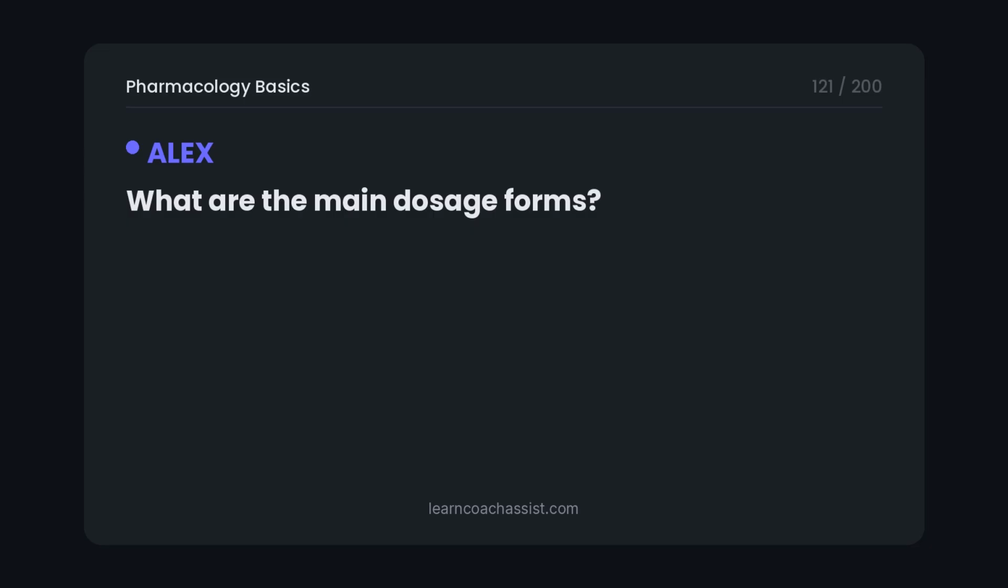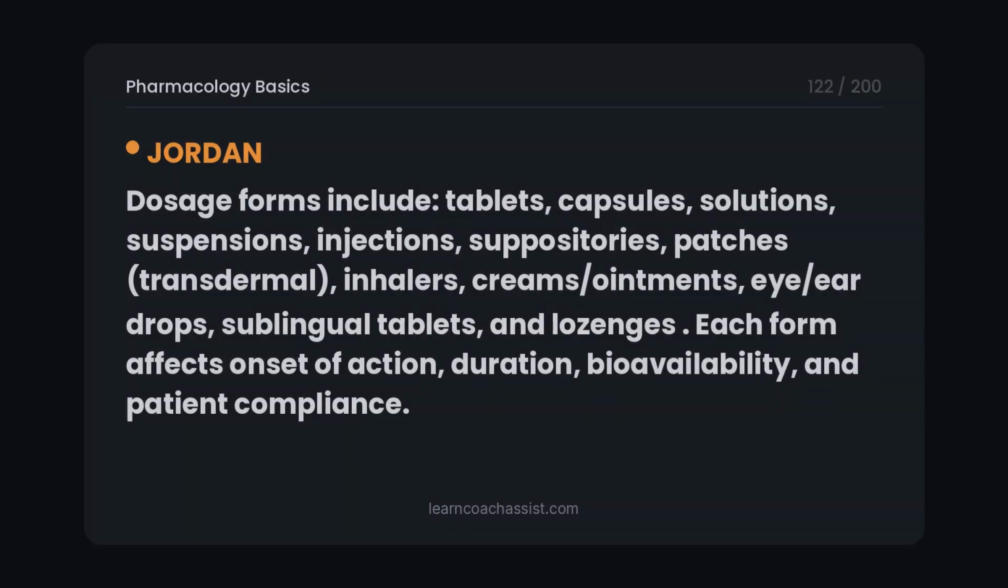What are the main dosage forms? Dosage forms include tablets, capsules, solutions, suspensions, injections, suppositories, patches, transdermal, inhalers, creams/ointments, eye/eardrops, sublingual tablets, and lozenges. Each form affects onset of action, duration, bioavailability, and patient compliance.